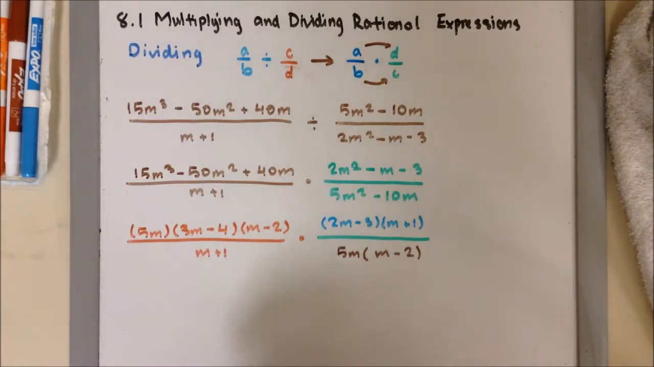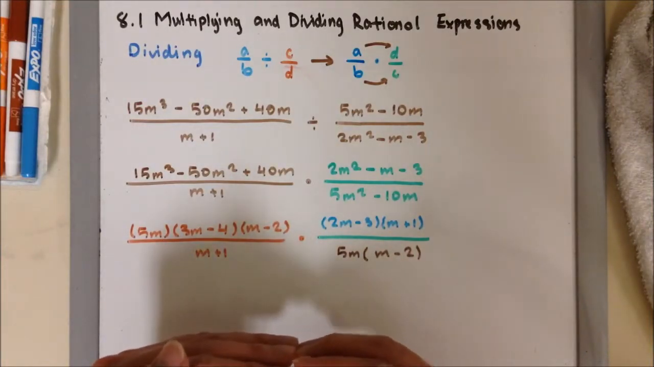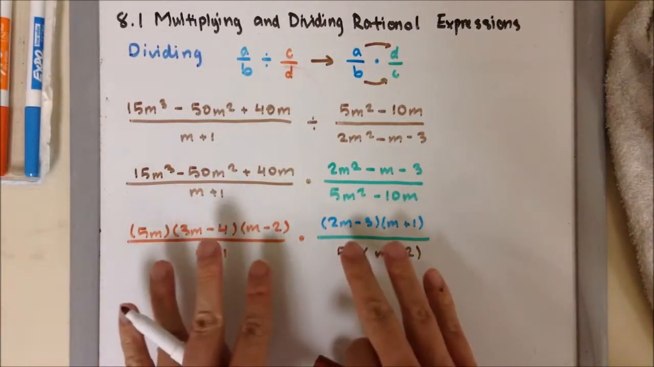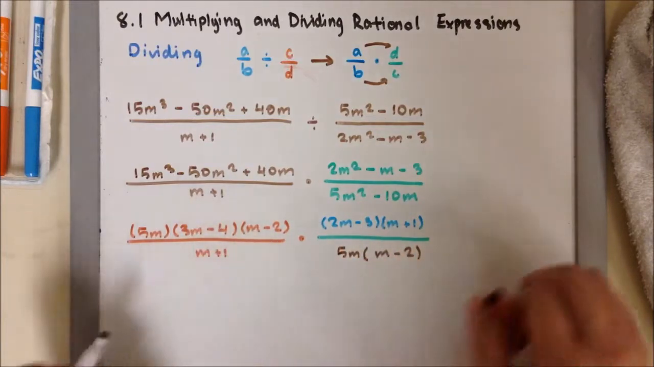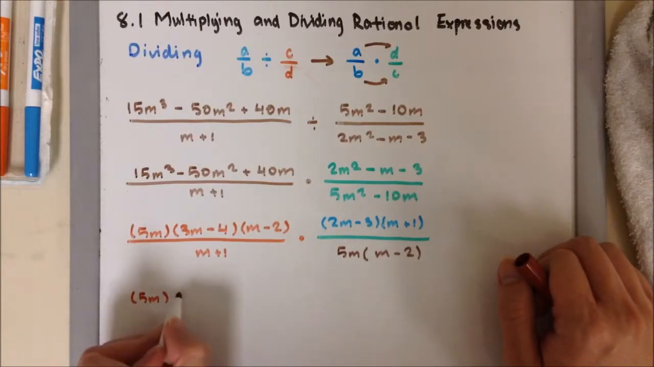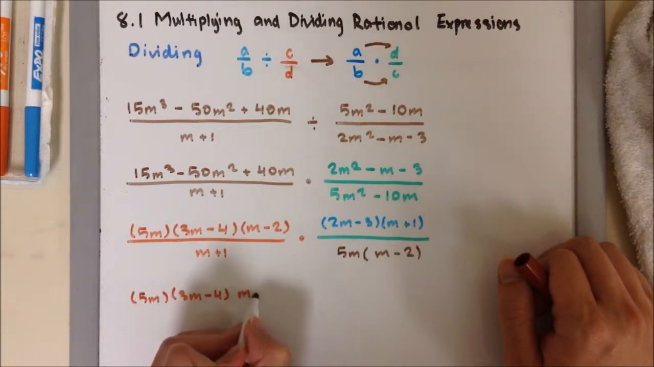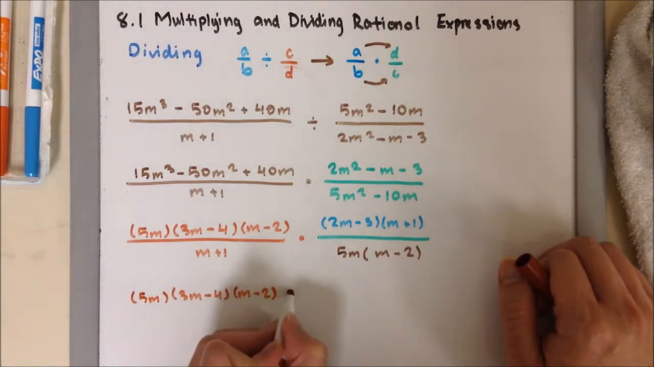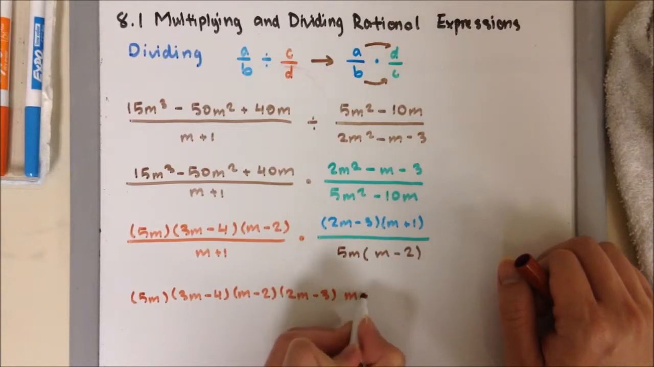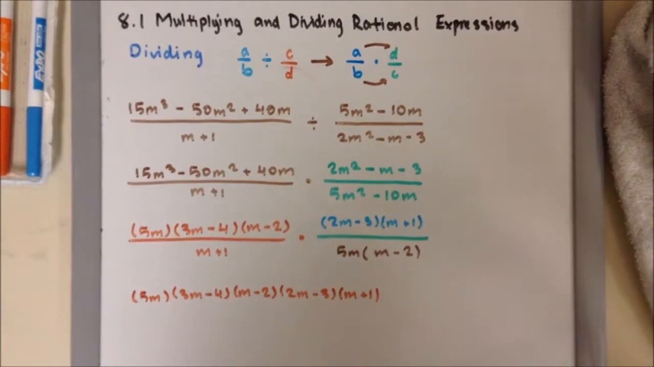Alright, once we finish factoring, since it's multiplying, I'm going to put the factors next to each other in parentheses. So let's combine it as one fraction. In my numerator, I'm going to put all the factors I have at the top next to each other. So we have 5m, 3m minus 4 times m minus 2 times 2m minus 3 times m plus 1. So that's quite long for the numerator. Now let's focus on the denominator.